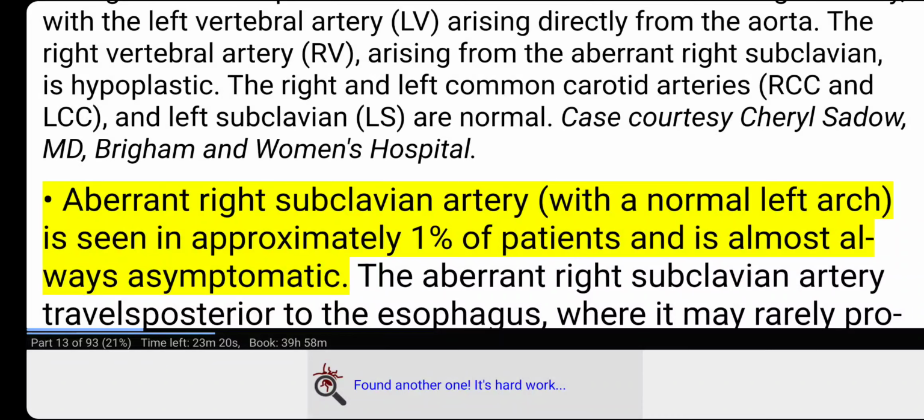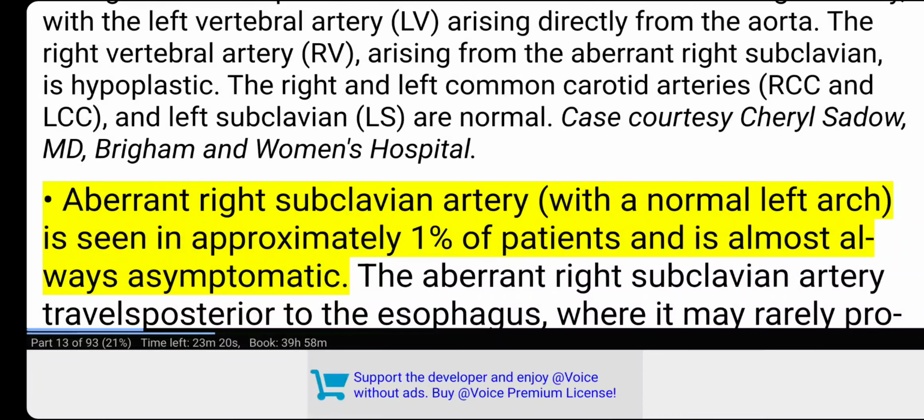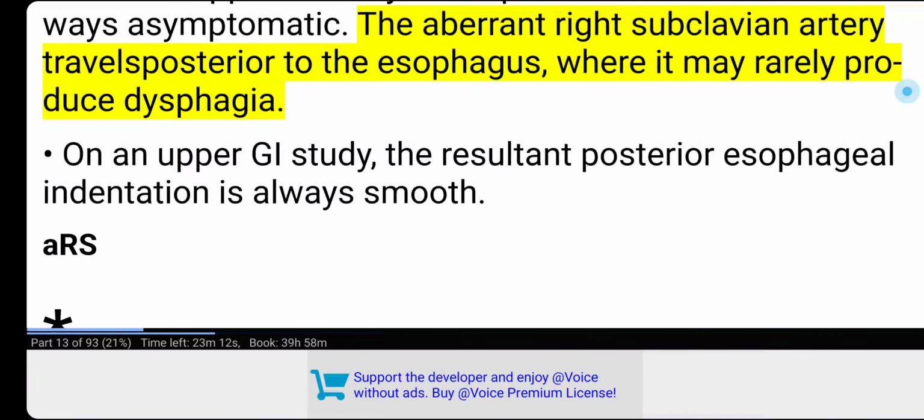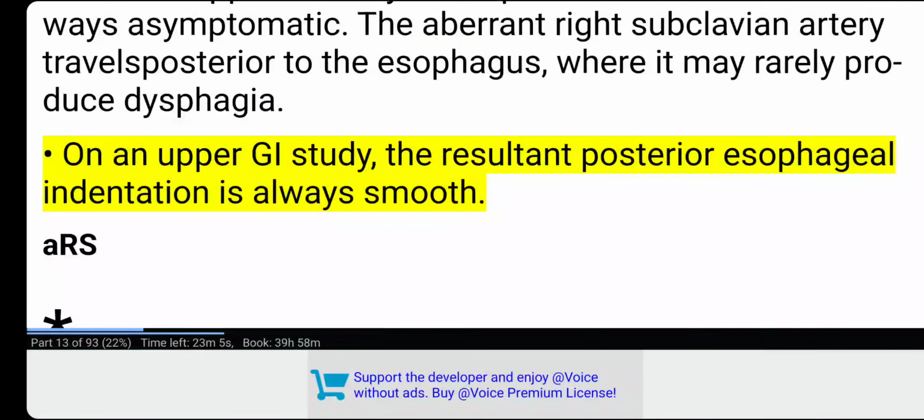Aberrant right subclavian artery, with a normal left arch, is seen in approximately 1% of patients and is almost always asymptomatic. The aberrant right subclavian artery travels posterior to the esophagus, where it may rarely produce dysphagia. On an upper GI study, the resultant posterior esophageal indentation is always smooth.